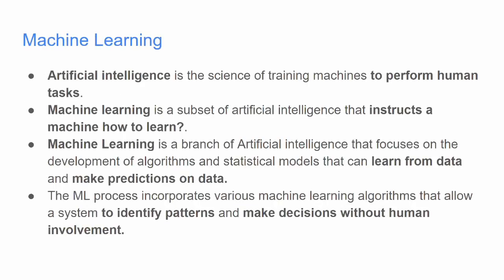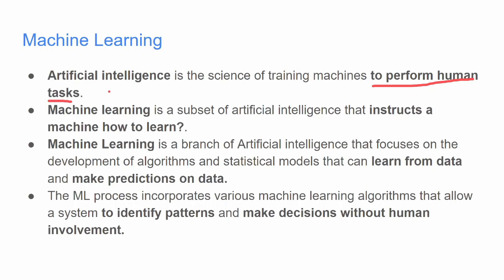Now first, what is machine learning? Machine learning is a subset of artificial intelligence. So first we have to see what is artificial intelligence. Artificial intelligence is the science of training machines to perform human tasks. Any human task like thinking, mimicking the human brain, creating new thoughts, whatever the task a human performs from thinking to action, the same it mimics, is called artificial intelligence.